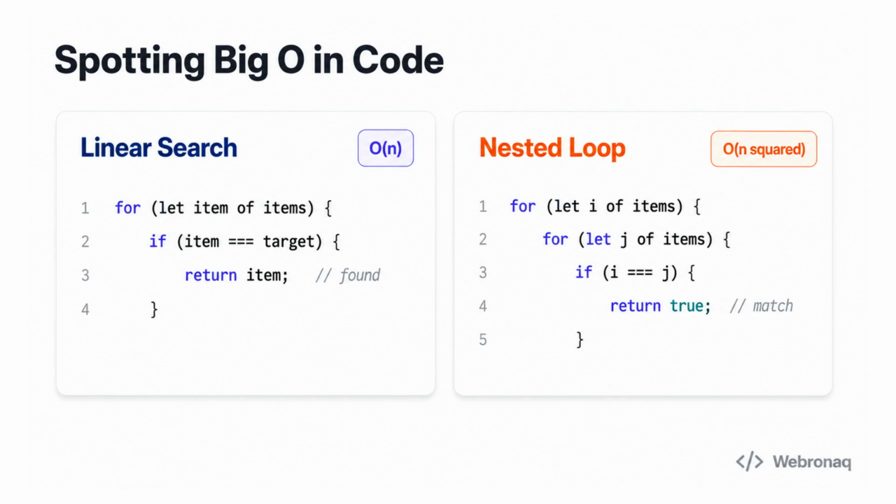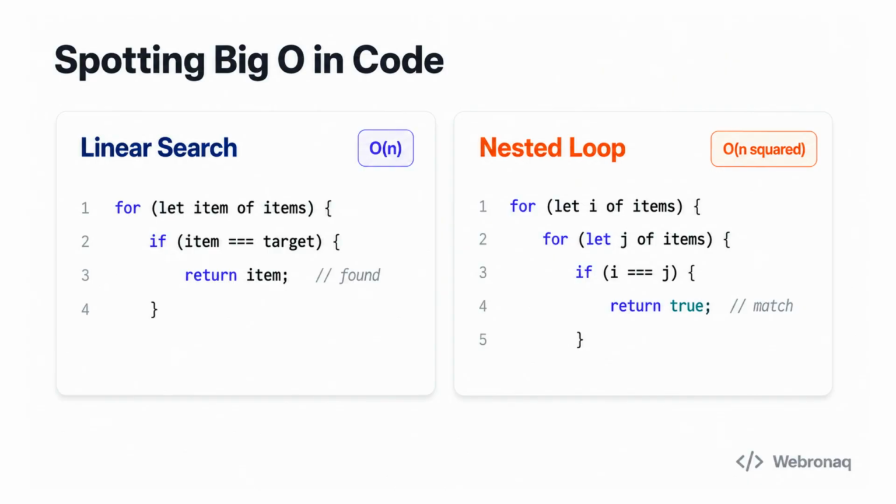Here is the good news. You do not need algebra to spot Big O in code. Look at the left panel. We have a for loop that walks through an array named items once, checking each element. One loop over n items means the work grows linearly, so this is Big O of n, matching our scan every book shape. Now look at the right panel. There is a loop inside a loop, both running over the same array. For every one of the n items in the outer loop, the inner loop runs n more times. That multiplies out to n times n, or n squared total steps, matching our compare every book to every book shape.